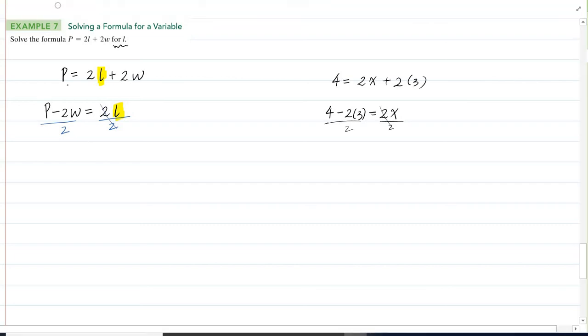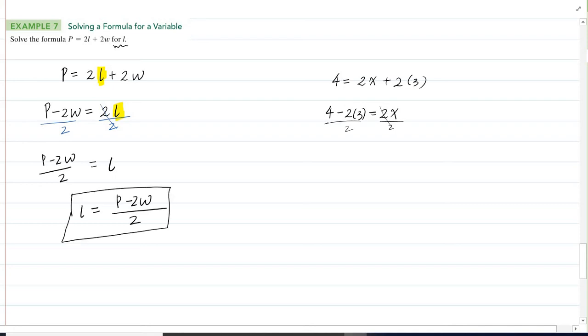So what you're going to have is, on the right side, you're going to have L, which is the only thing left, which is what we want. And then on the left side, we're going to have P minus 2W over 2. If you want to rewrite it, it's a little bit nicer. So you're going to have L as your variable equal to P minus 2W over 2. That is your final answer.